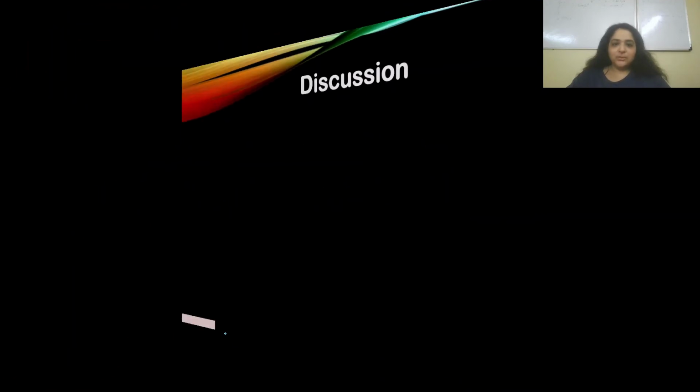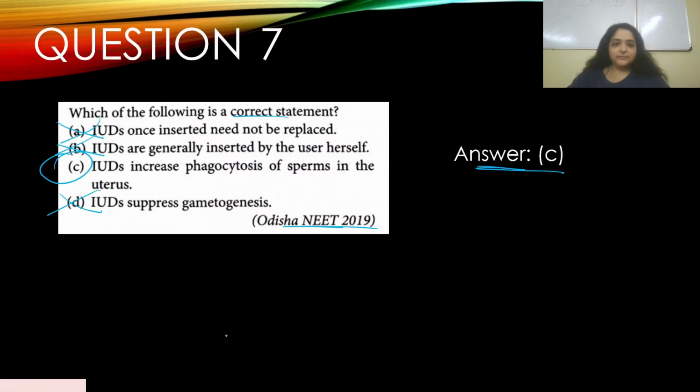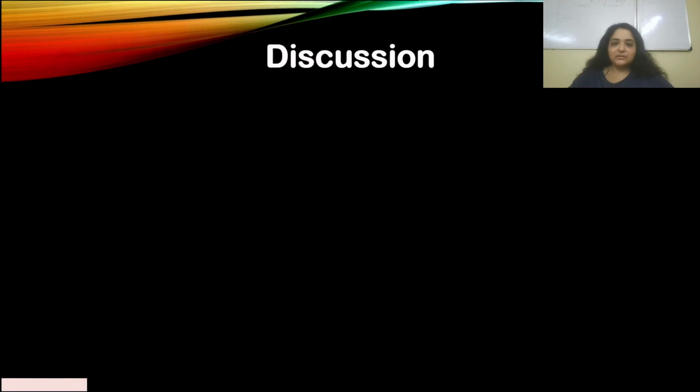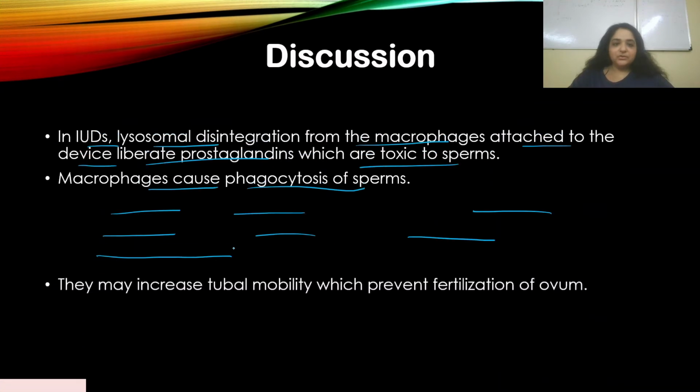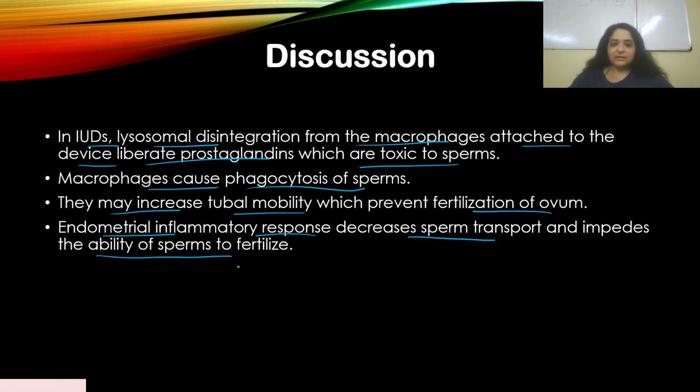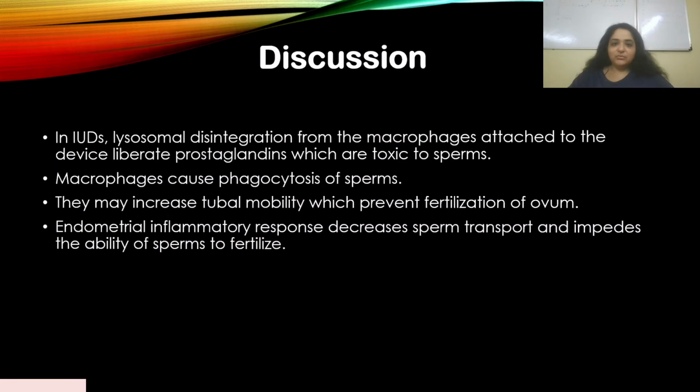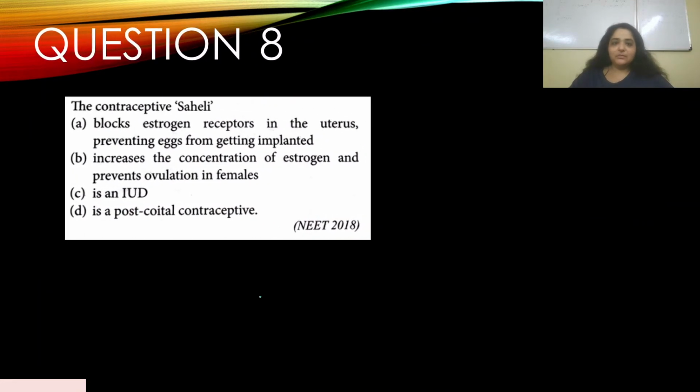So if I go back to our question, how do they increase phagocytosis of sperms in the uterus? I've already explained that. I've also explained other situations. Tubal motility is also affected, and there's an endometrial inflammatory response also. If you want, you can note this down. Let's move on then.